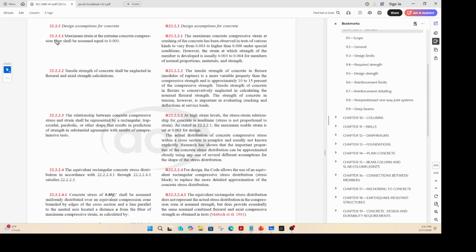There are some assumptions. It is saying that the strain in the extreme concrete compression fiber should not exceed 0.003, right? And any tensile strength of concrete in the tension zone should be neglected, ignored, right? So based on these assumptions, you will have to develop equations. We'll do that, but these are the most important assumptions.